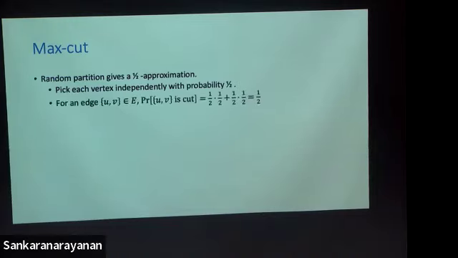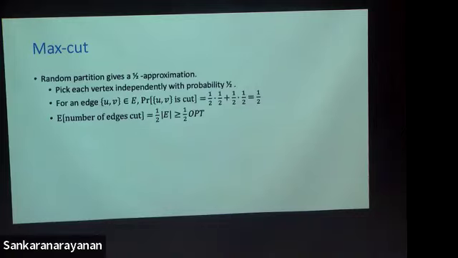Okay, so let's break it down a little bit. What is the probability that an edge is cut? Fix an edge UV. The probability that an edge UV is cut is: either U is in S and V is not in S, or V is in S and U is not in S. So the probability of that is half times half plus half times half, which gives you half. So the expected number of edges which are cut is equal to half the number of edges, and that is at least half of the max cut value.